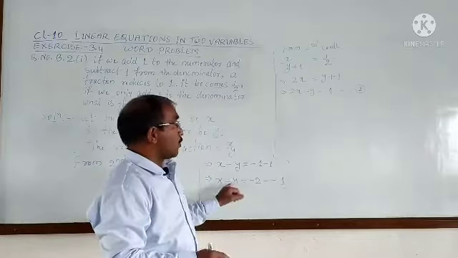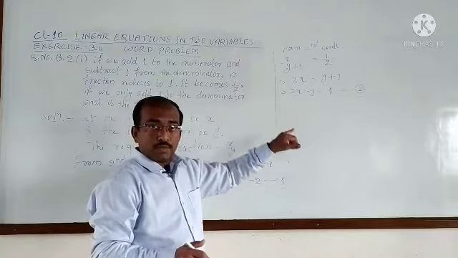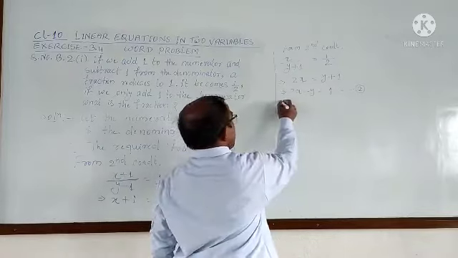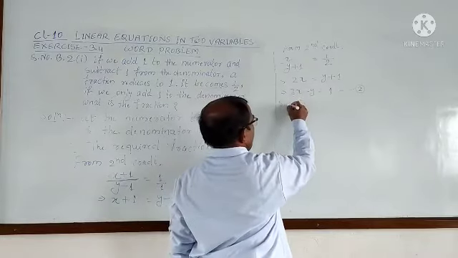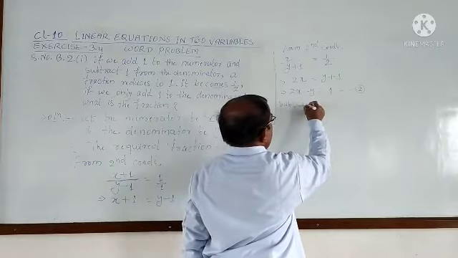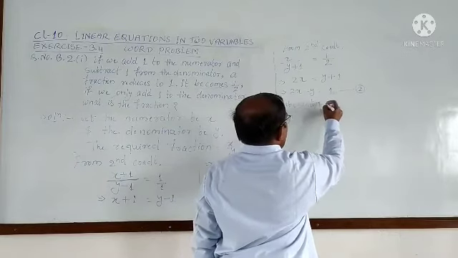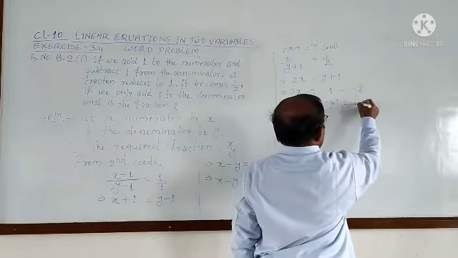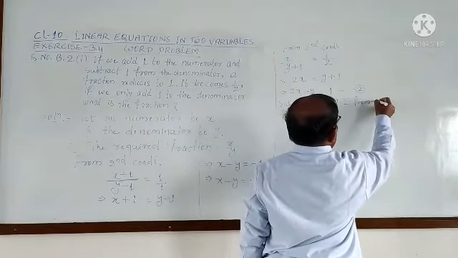So in this question, how will we make the coefficient 0 in this term? By subtracting. So subtracting equation 1 from 2 or 2 from 1, any one we can do. Subtracting equation 2 from equation 1.